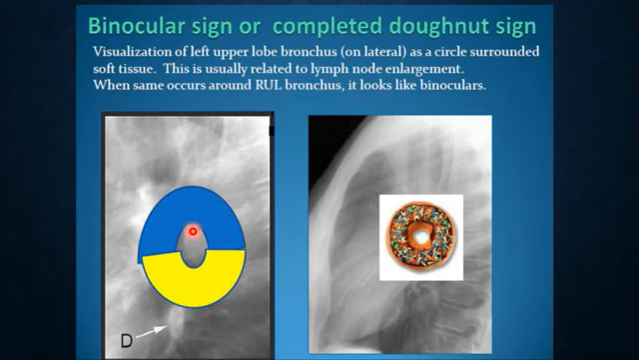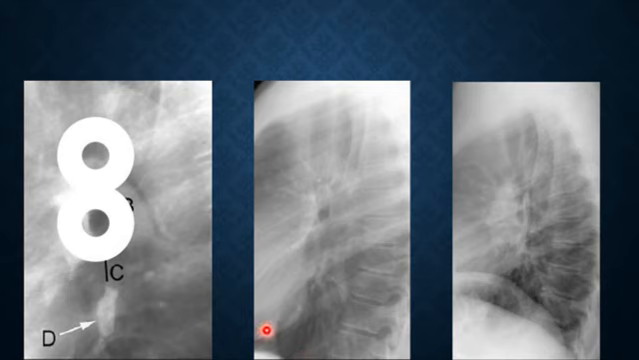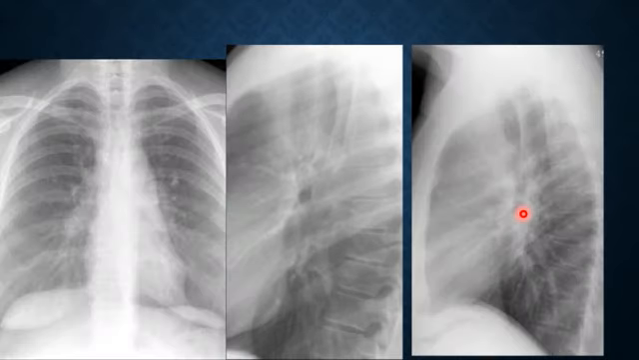Okay, for example, you can see here, this is the binocular, the figure of 8, let's say. It's more than 2 bronchi. Here it's 1. Here it's 2, binocular.